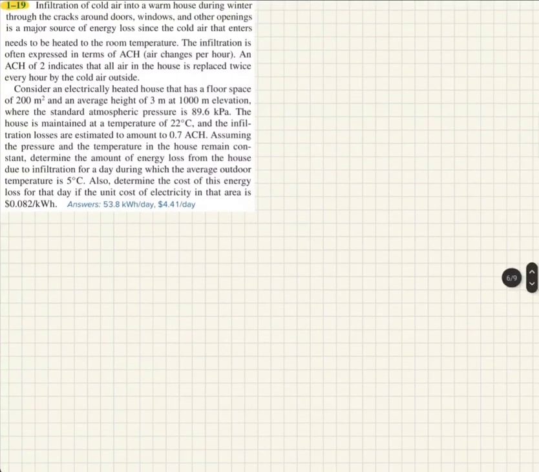So let's write down all the information we know. What I do is draw a house, because it gives me a visual representation of the problem. So this is the house we're concerned with. They're saying that the house temperature is maintained at 22 degrees Celsius, and the outside air is 5 degrees Celsius.